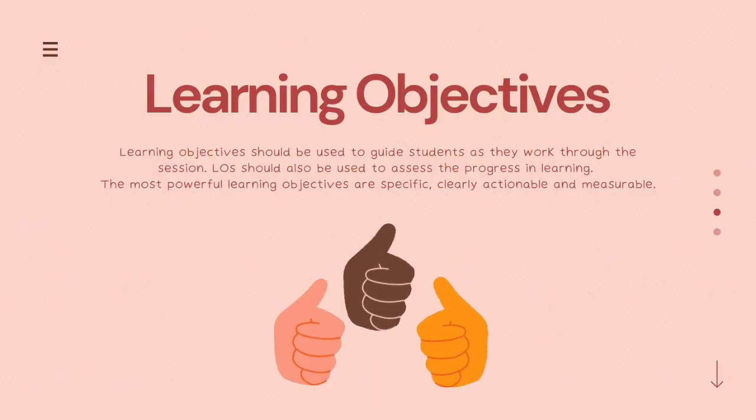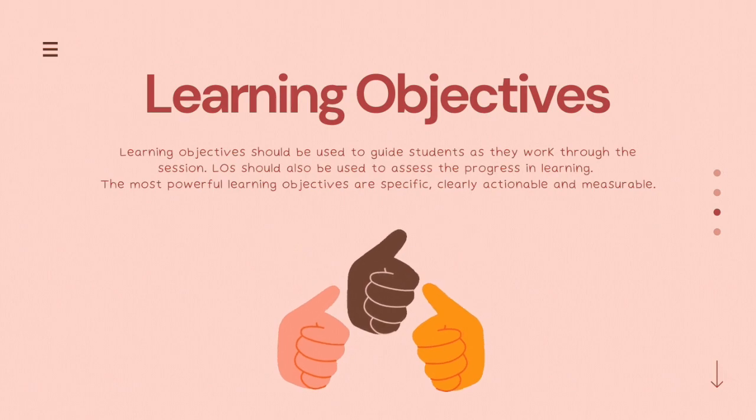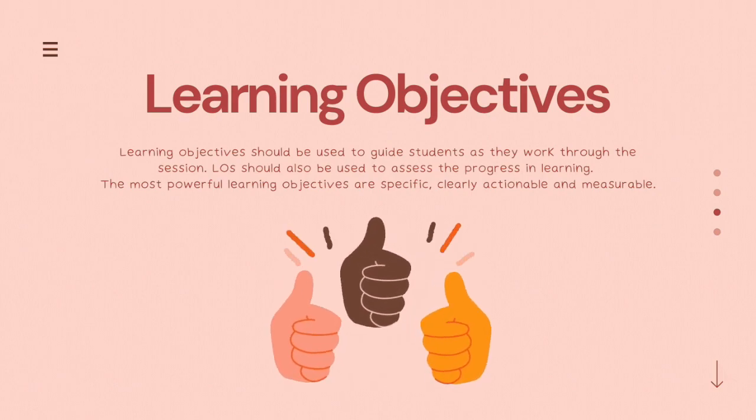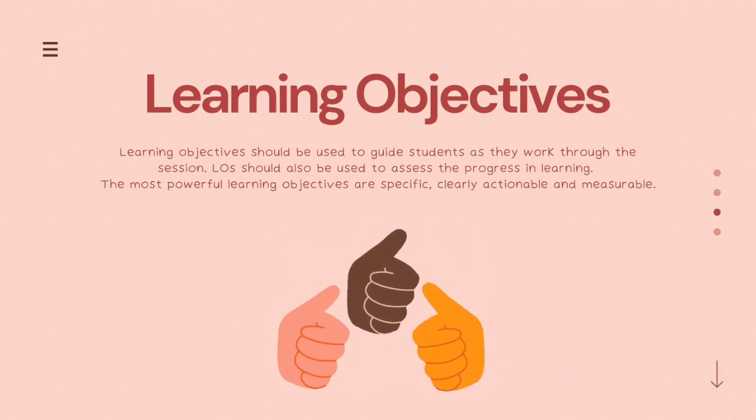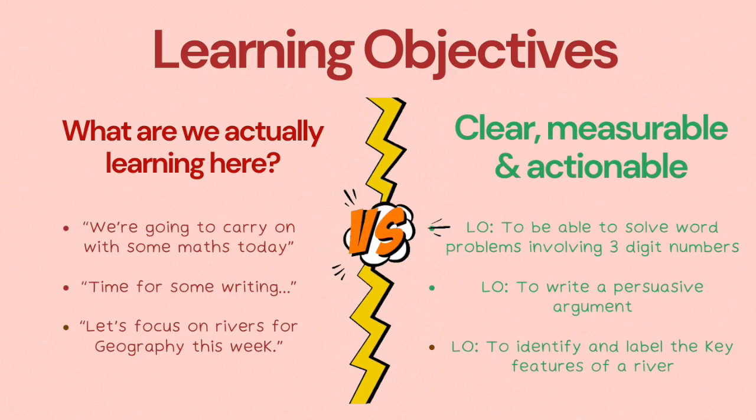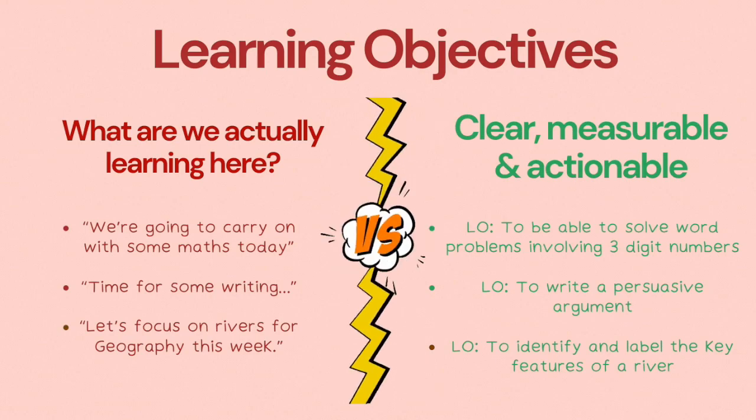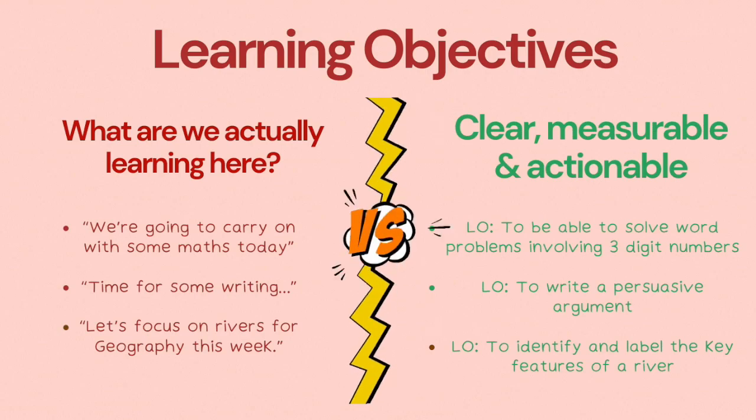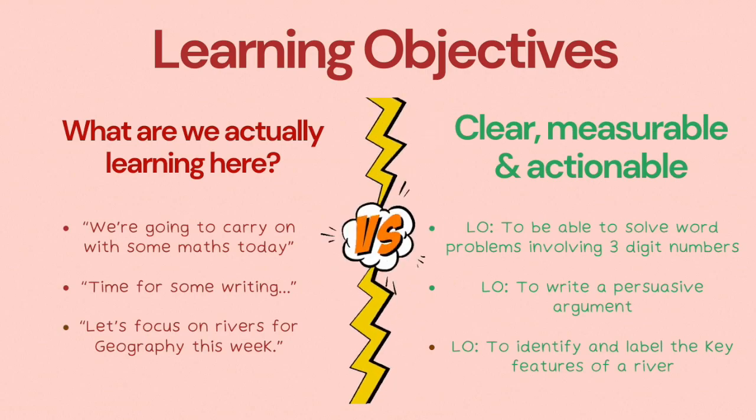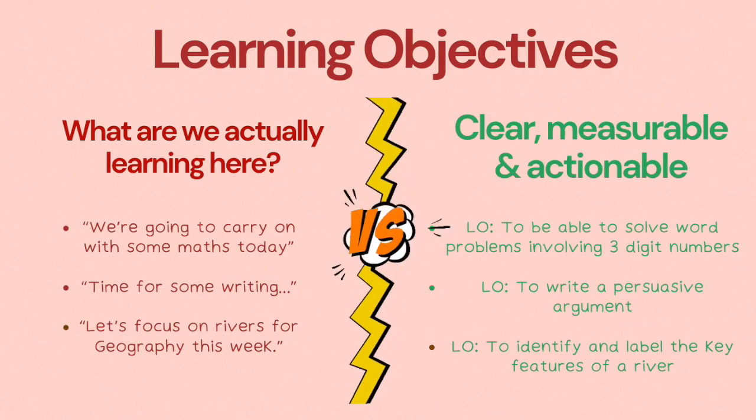Learning objectives. Learning objectives should always be used to guide students as they work through your session. They should also be used to assess the progress in learning. The most powerful learning objectives are specific, clearly actionable, and measurable. Here are some examples of some learning intentions that are not specific, clearly actionable, or measurable. We're going to carry on with some maths today. Time for some writing. Let's focus on rivers for geography this week.